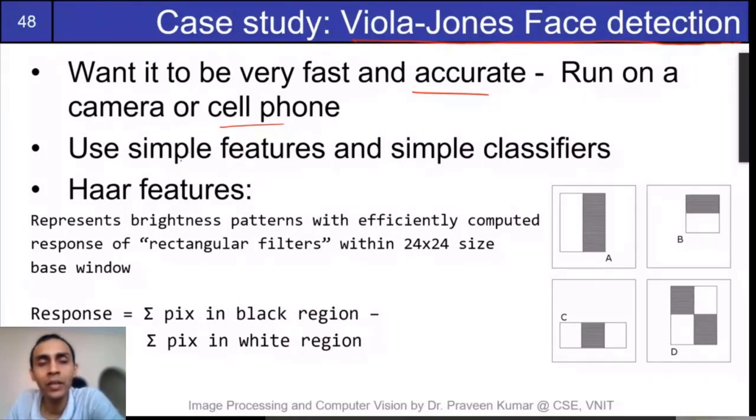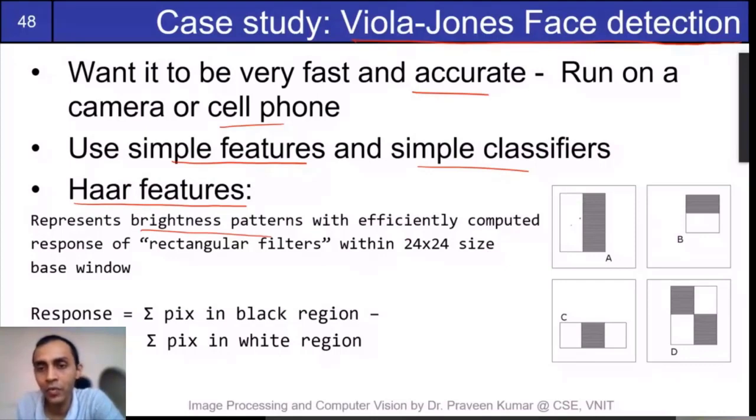The idea here was there were 2 or 3 quite distinct ideas which stood out at that time. Those were quite innovative ideas. First of all, they used very simple features and classifiers to do this task. The features they used were called Haar features, which you can understand as rectangular filters with white and black regions. These filters were used to understand some brightness pattern in the image.